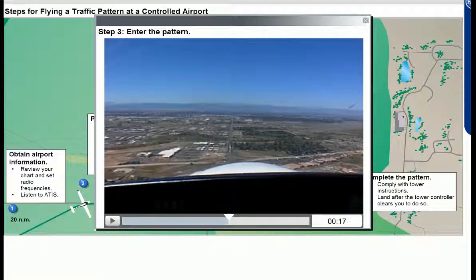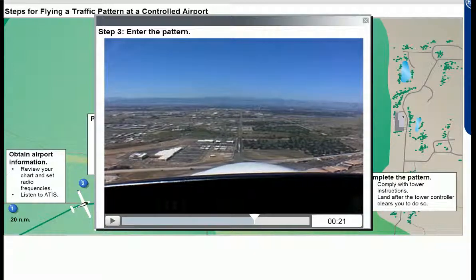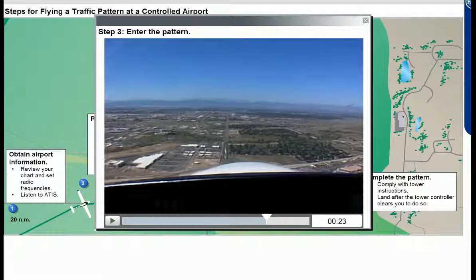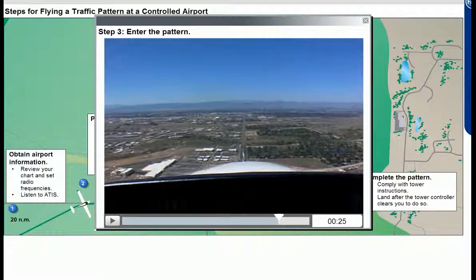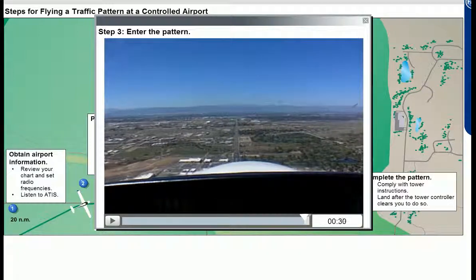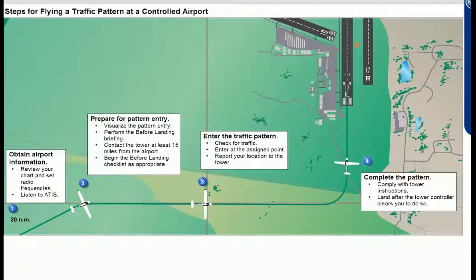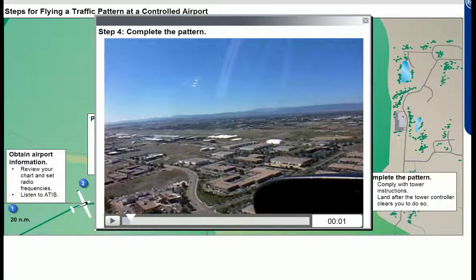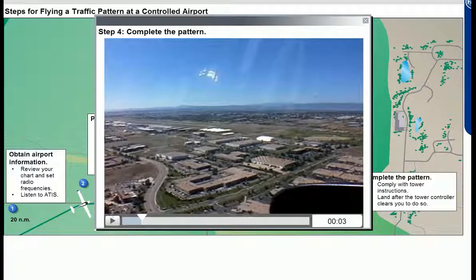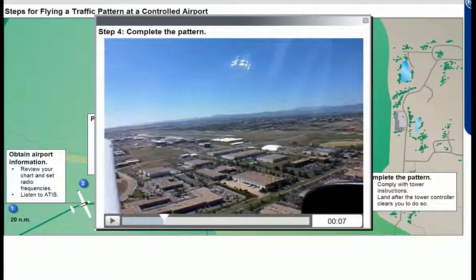Centennial Tower, 505 Juliet Foxtrot, over Parker and Arapahoe, entering left base for 17 left. 505 Juliet Foxtrot, continue on left base for 17 left. Continue on left base for 17 left, 505 Juliet Foxtrot. Diamond Star 505 Juliet Foxtrot, cleared to land, 17 left. Cleared to land, 17 left, 505 Juliet Foxtrot.